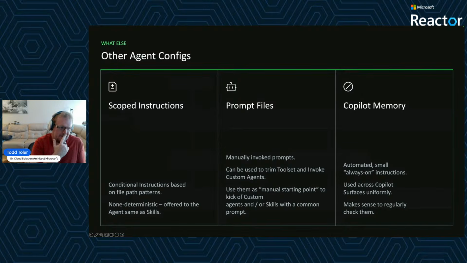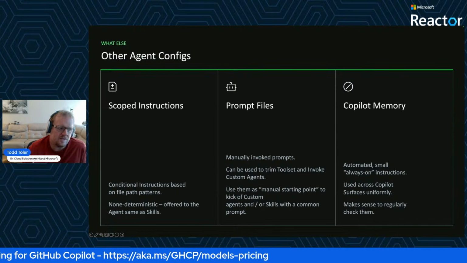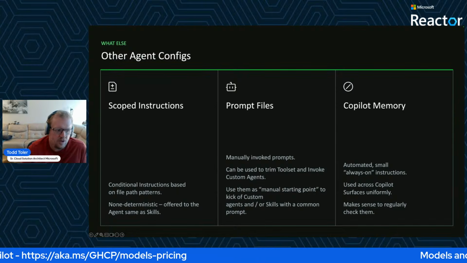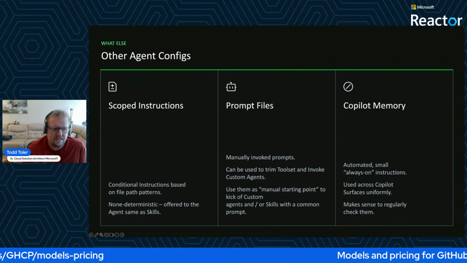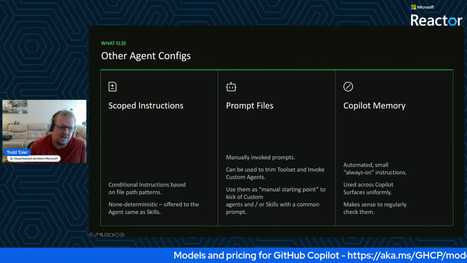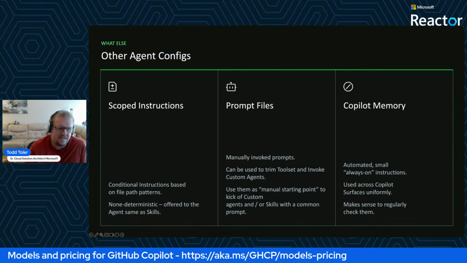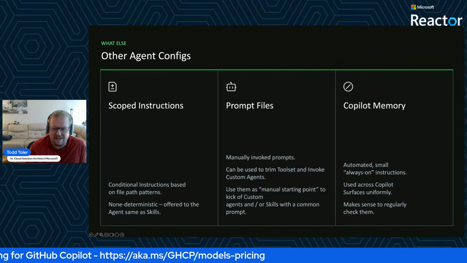What else? These other agent configs have less impact on tokens and quality, but they're still good to be aware of. You want to have scoped instructions. They're useful for monoliths with distinct code sections, but very conditional. You have to meet certain conditions to want to use scoped instructions. You'll start with static instructions and only move to scoped instructions if they become too long.